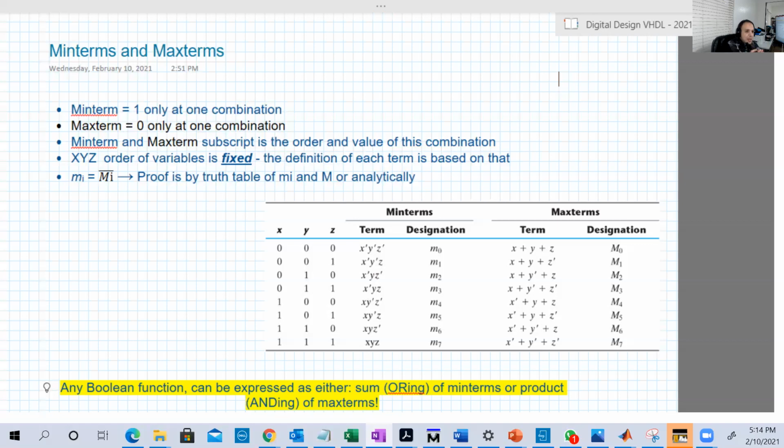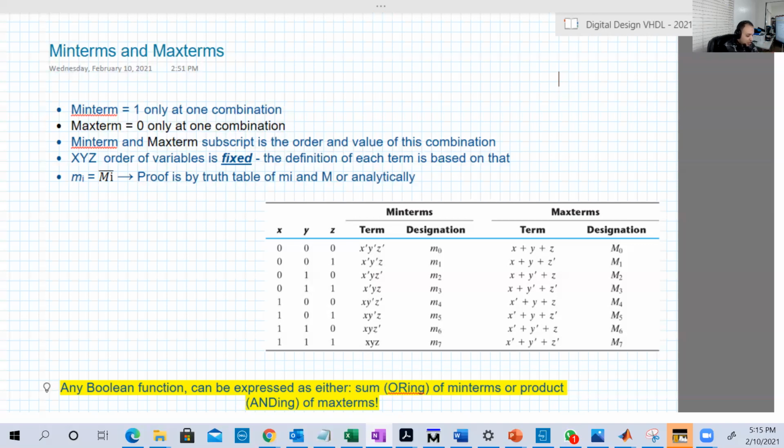A min term would be one only at a certain combination of the inputs or the variables of the function. The opposite for the max term: the max term will be zero only at a particular combination of, again, the inputs of a Boolean function. They are very related, as we will see. So let's take an example of three variables, x, y, and z. Of course, this can be applied for two variables or four variables, whatever number of variables you have.